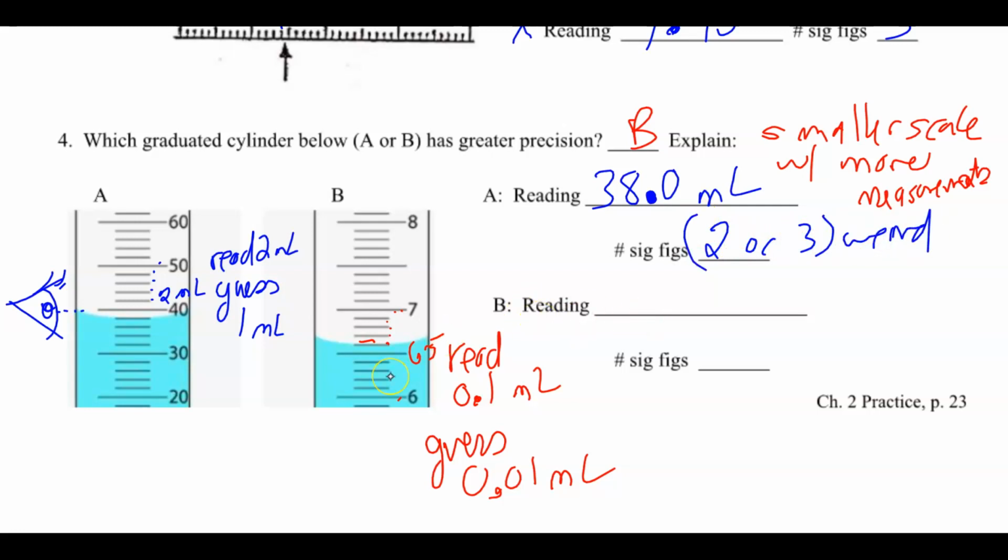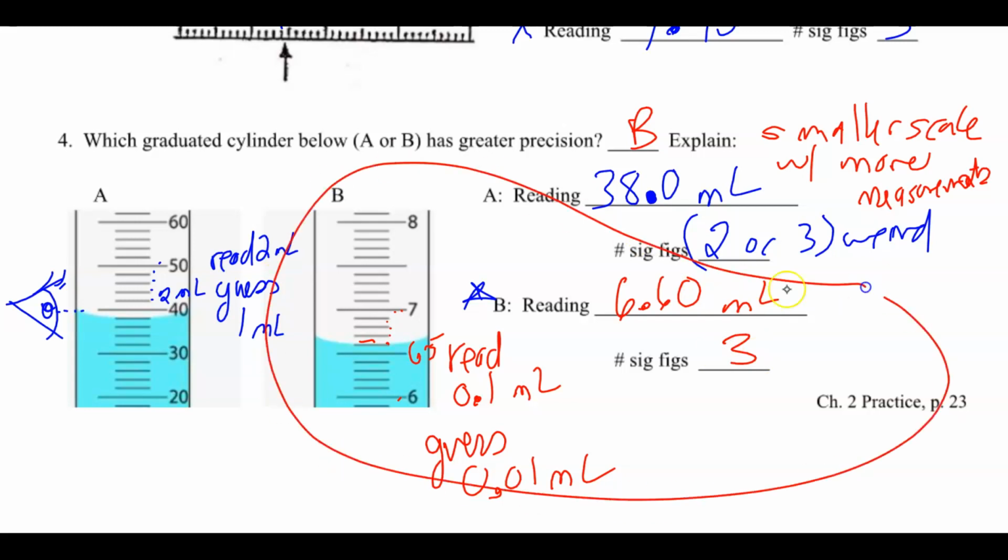Okay, the next one. This one's a lot more clear cut. This is like what you would have on a test question. So 6.5, 6.6, 6.7. Okay, so this is exactly on 6.6. I can read that it's on 6.6. So I'm going to call it 6.60 milliliters. This one definitely has 3 sig figs. This is a good example of what you'll see on a test question to read. I won't give you one that's weird with like reading the 2 milliliters.